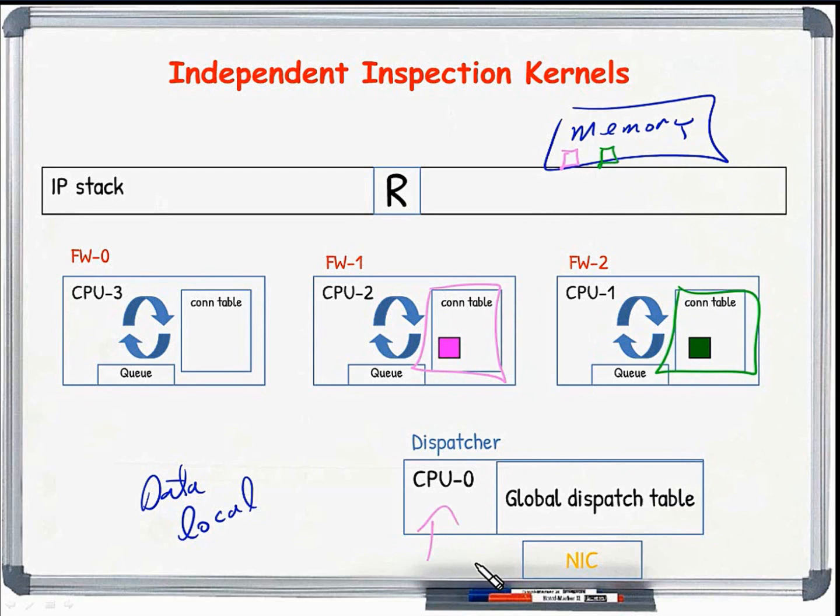When the packet comes in, CPU 0 looks in the global dispatch table. If it knows about it, great. If it doesn't, it forwards it to a CPU, which processes that connection and updates the connection table. When it updates the connection table, it's actually updating it in the memory. In the CPU, you also have cache.